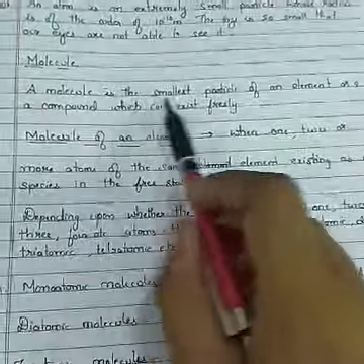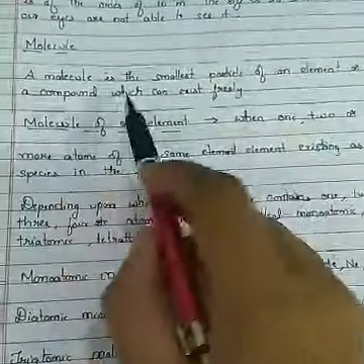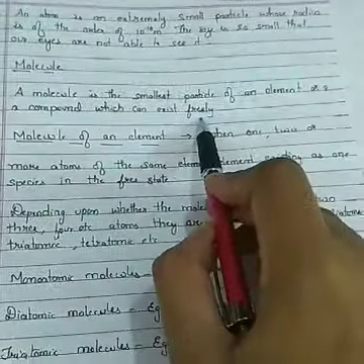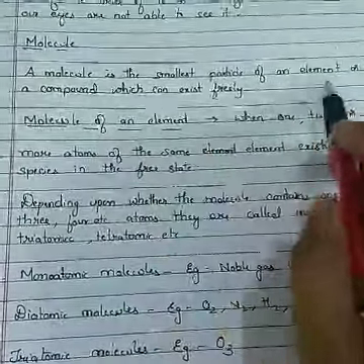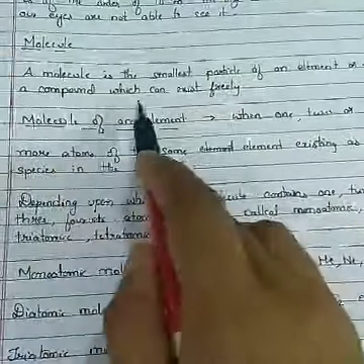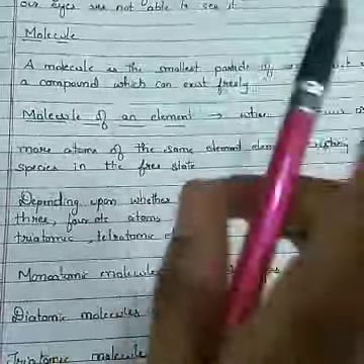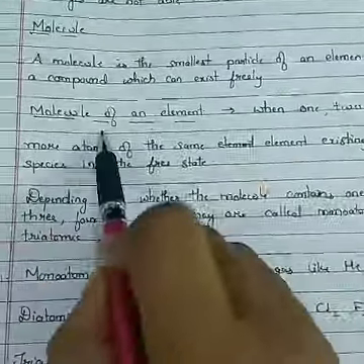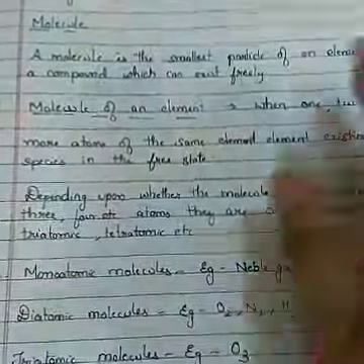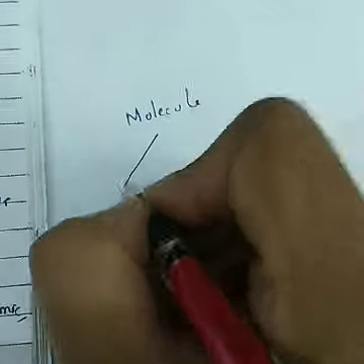A molecule is the smallest particle of an element or a compound which can exist freely. Again I am repeating, a molecule is the smallest particle of an element or a compound which can exist freely. So we can divide the molecule into two types.